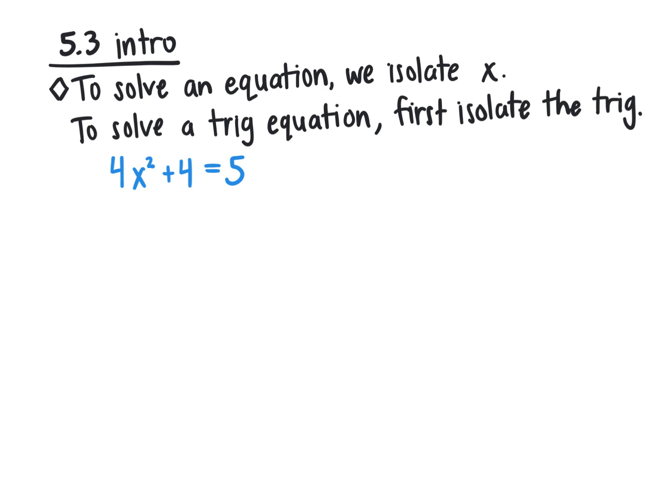Say we have this problem, 4x squared plus 4 equals 5. To isolate x, first we need to get the x term by itself. So I'm going to move the plus 4. I'm going to subtract 4 from both sides. I get 4x squared equals 5 minus 4, which is 1. To get the x by itself, I want to get rid of the coefficient. I'm going to divide by 4.